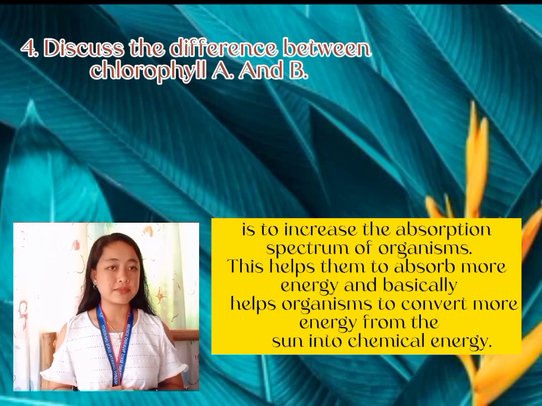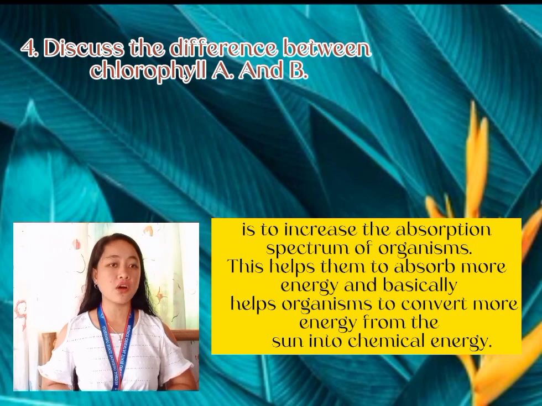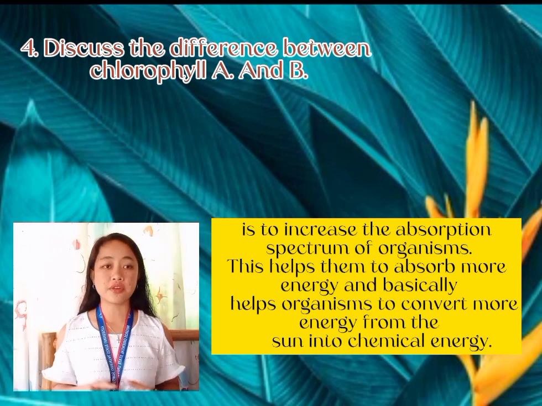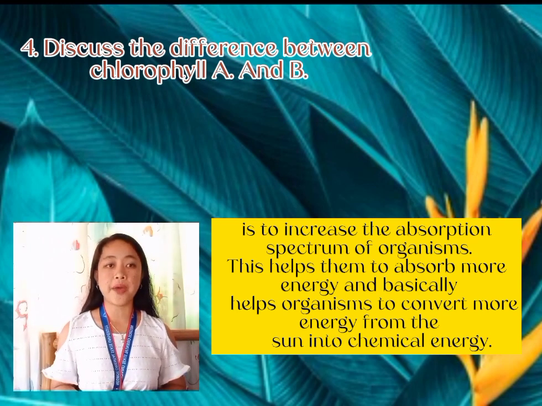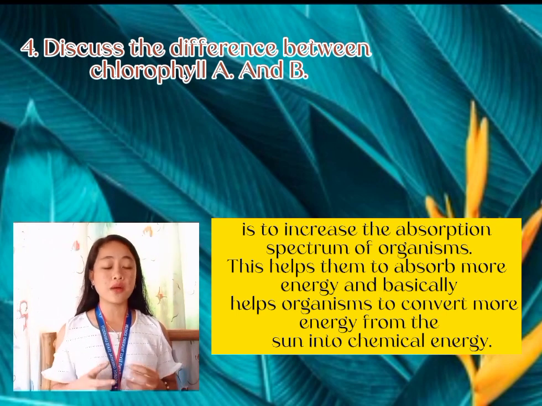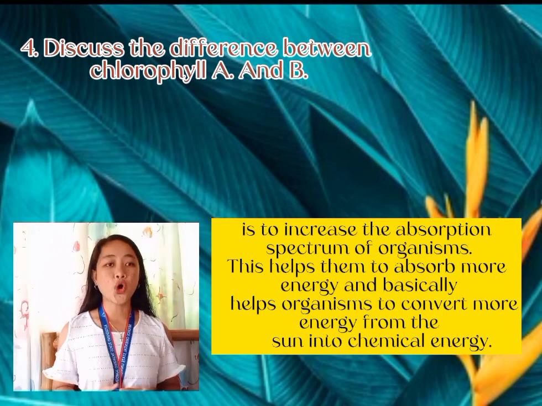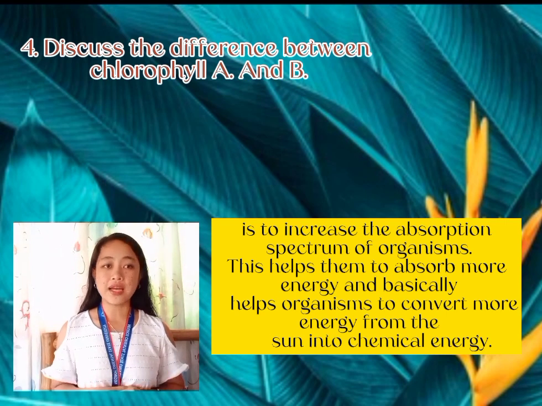Reduced porphyrin ring. Hence, we can say that the main role of chlorophyll B is to increase the absorption spectrum of organisms. This helps them to absorb more energy and basically helps organisms to convert more energy from the sun into chemical energy.